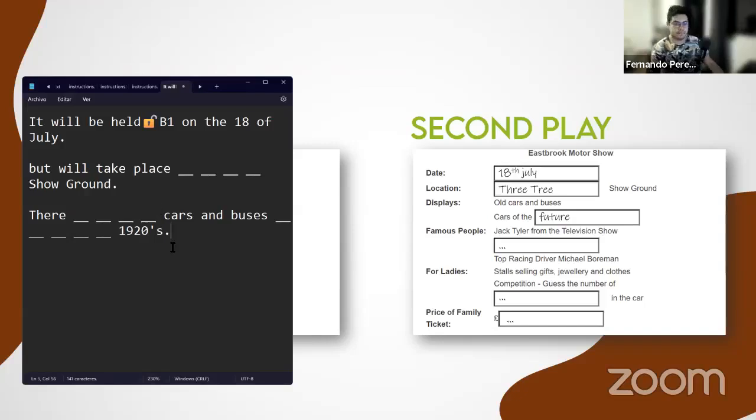This will give a lot more space for car parking, which was a problem last year. There will be lots of great things to see and do. Display of old cars and buses from as early as the 1920s.